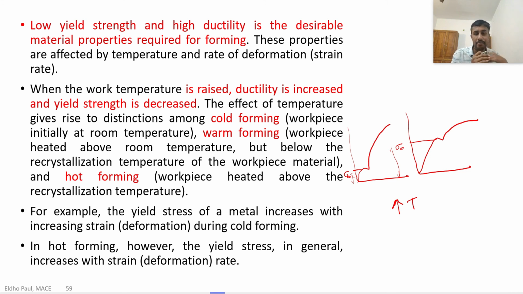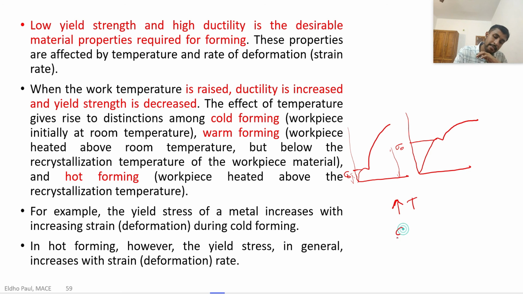Okay, so by increasing the temperature, the ductility also increases. So that is the first technique, or the influence of temperature and heat on deformation. If you increase the temperature, we can reduce the yield strength of the material. Thereby, we can easily perform the metal forming operation.